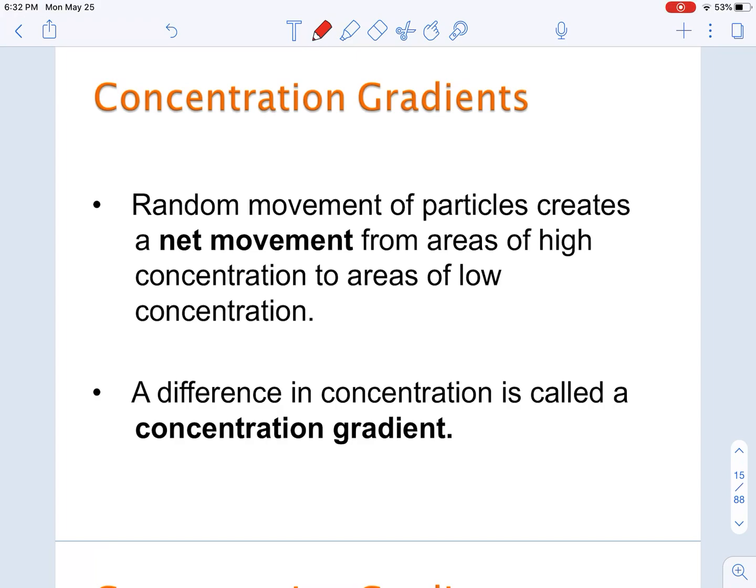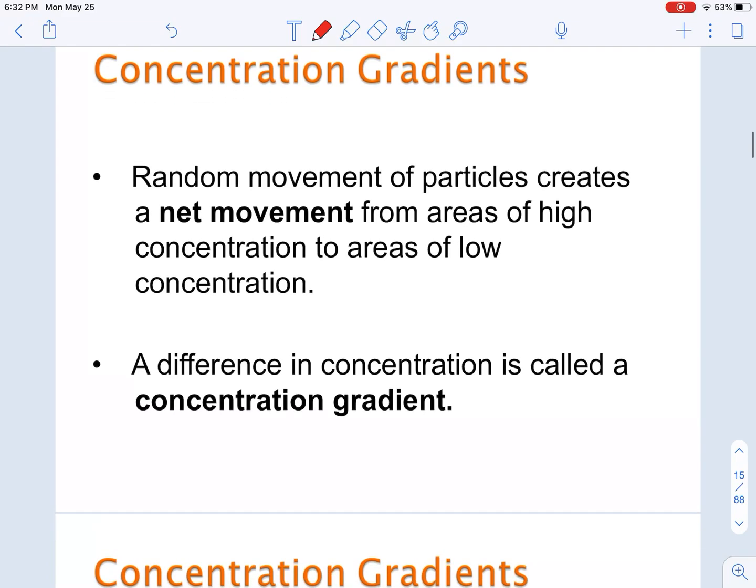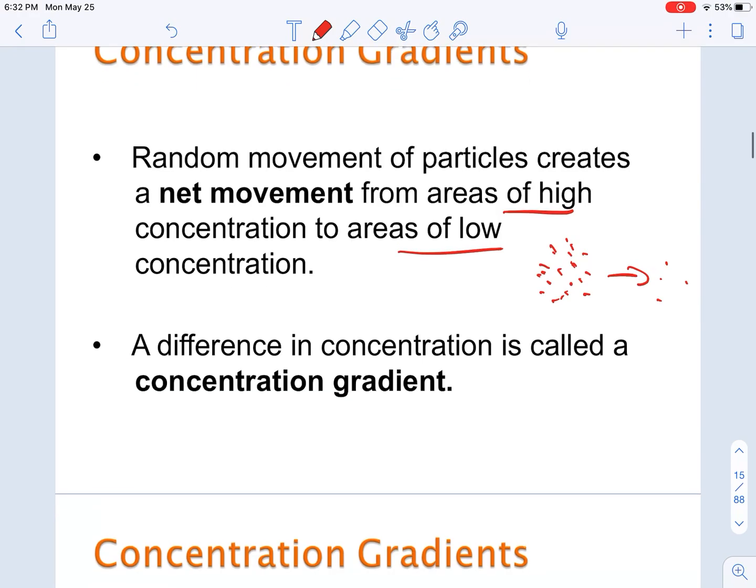And so because molecules have Brownian motion and will continually bump into other molecules and move, that is also the reason that molecules will move from an area of high concentration to an area of low concentration. So where there are more molecules, they will naturally move to where there are fewer molecules. And that's a fundamental concept of all of our methods of transport for this topic.